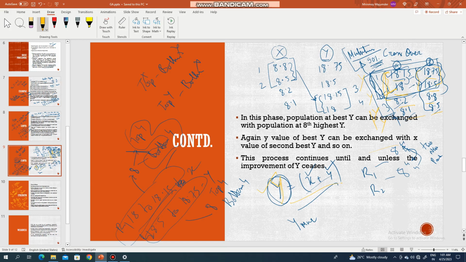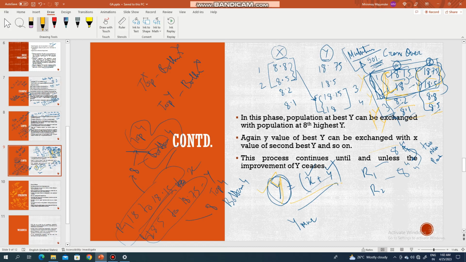So within this 18 to 18.15, eight new values of x are generated, and within this 18.5 to 18.75, that is for y, eight new numbers for y are generated, correct? This is known as the mutation, where the best fit solutions are separated out from the crossover solution, and a new population is created which is better than the crossover population, such that new characteristics can be embedded here.